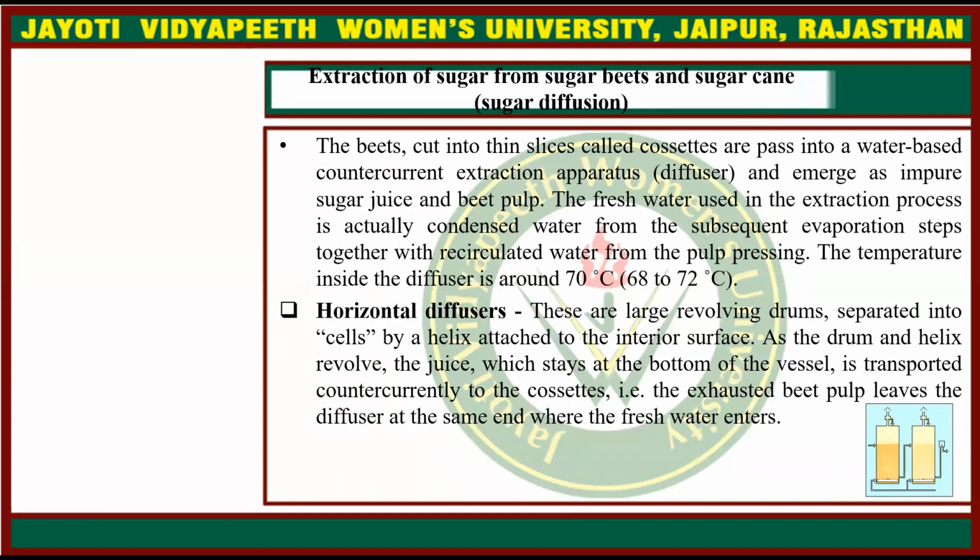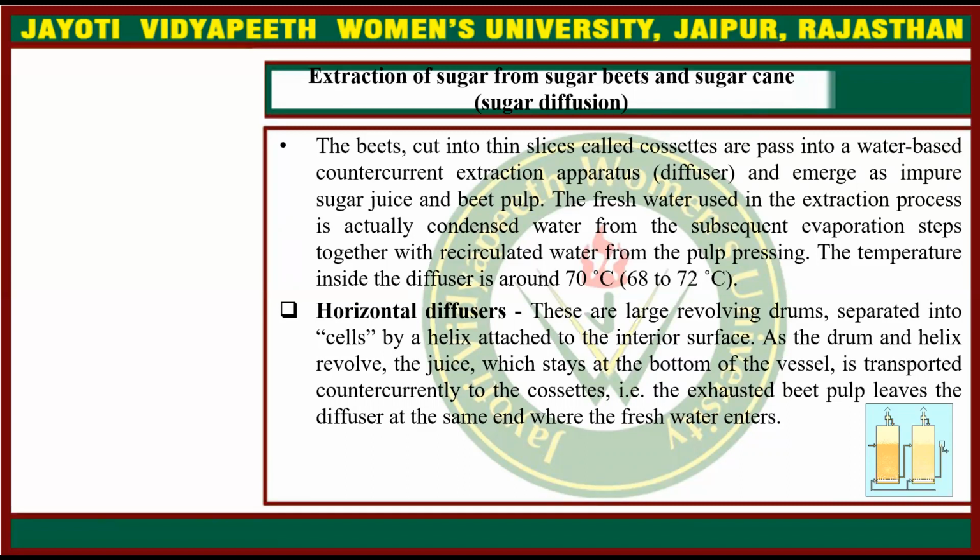Then extraction of sugar from sugar beets and sugarcane, that is, sugar diffusion. The beets, cut into thin slices called cossettes, are passed into a water-based countercurrent extraction apparatus and emerge as impure sugar juice and beet pulp. The fresh water used in the extraction process is actually condensed water from the subsequent evaporation steps together with recirculated water from the pulp pressing. The temperature inside the diffuser is around 70 degrees Celsius, between 68 and 72 degrees Celsius.